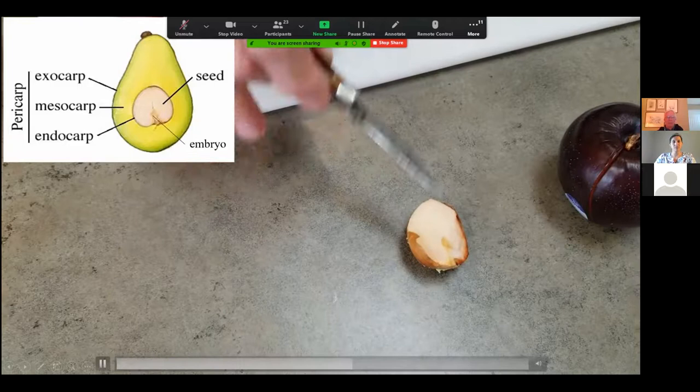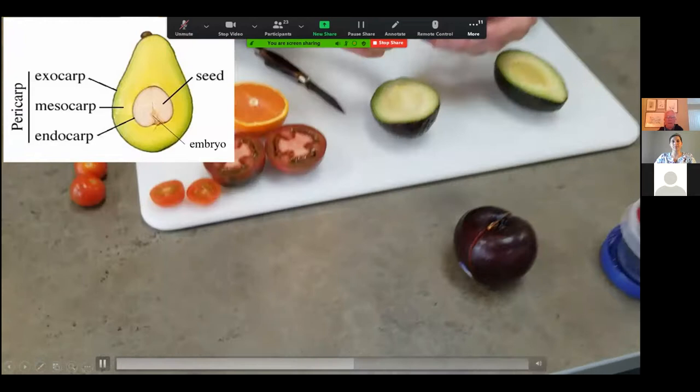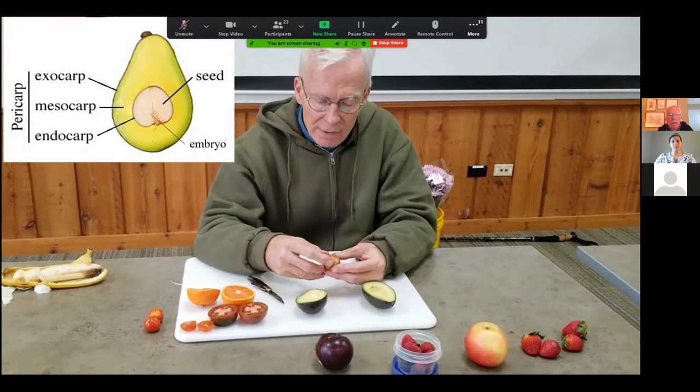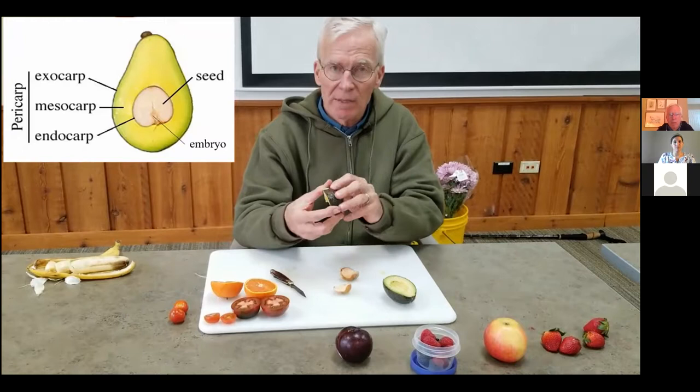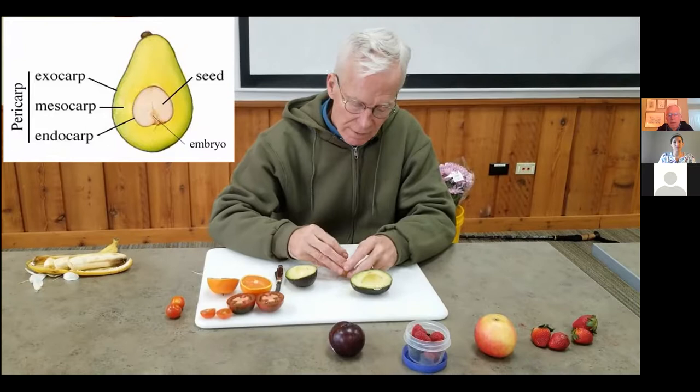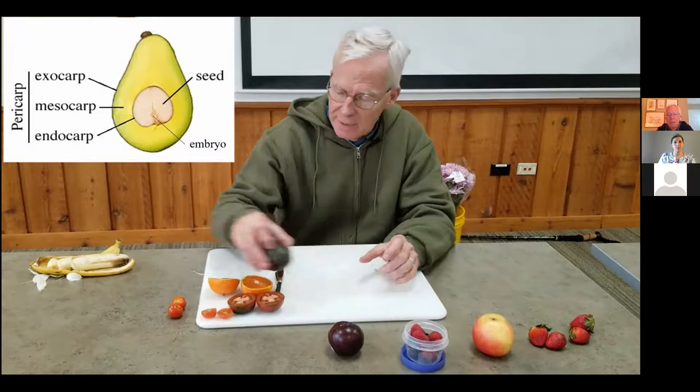So that is surrounded by the endosperm, which was a part of the flower that's created as a seed matures. It's surrounded by the endocarp of the ovary, the mesocarp of the ovary, that soft part that you eat, and the exocarp, the tough leathery part that protects all of that. Put it back together again. All right, we're going to look at another drupe.